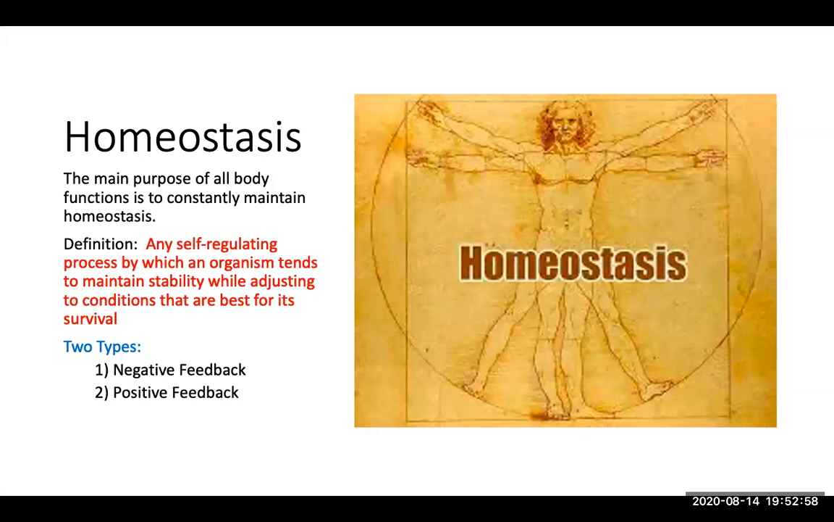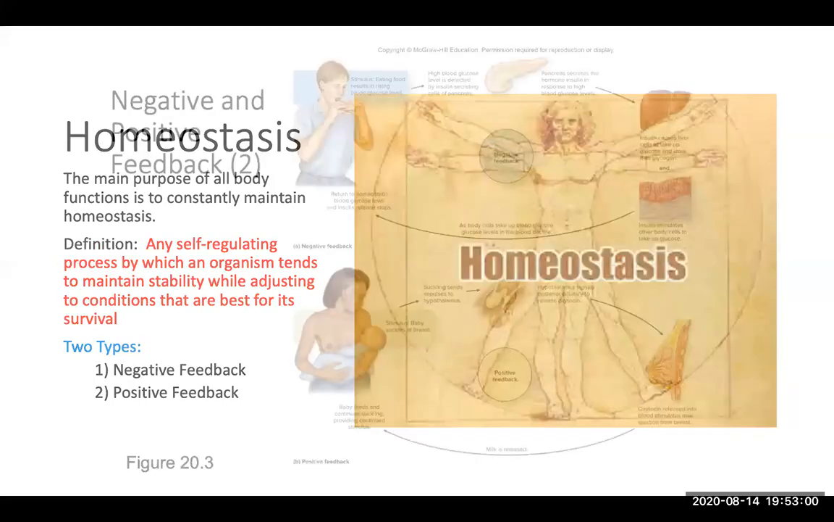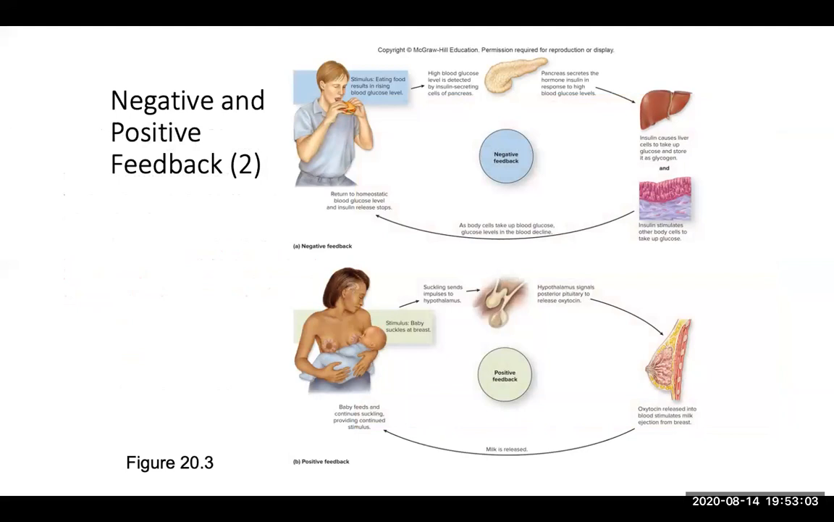There's negative feedback and positive feedback types of homeostasis. Negative feedback is where the stimulus, in this example eating food, results in rising blood glucose levels. The high blood glucose level will be detected, and then your body will use mechanisms to try to lower your blood sugar levels. So that's negative feedback, reversing the change. And positive feedback is reinforcing the change.